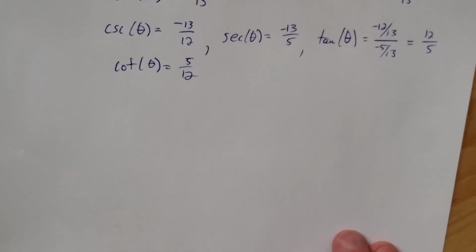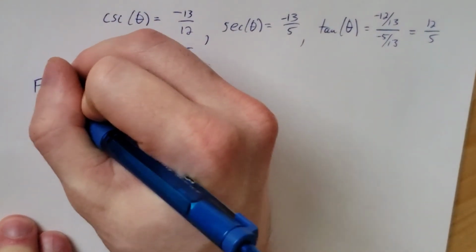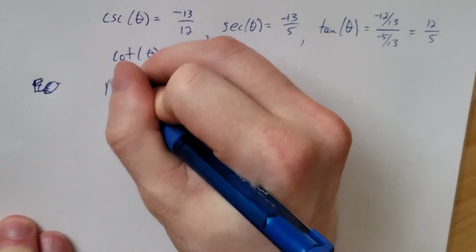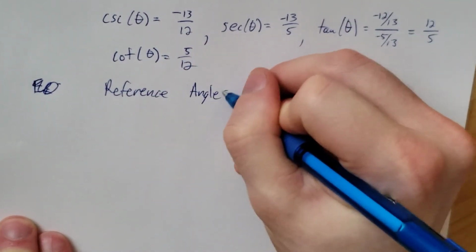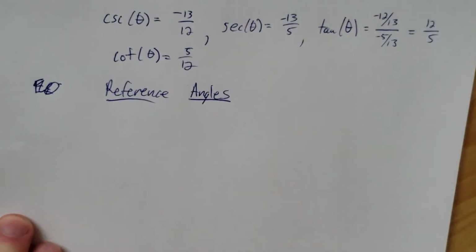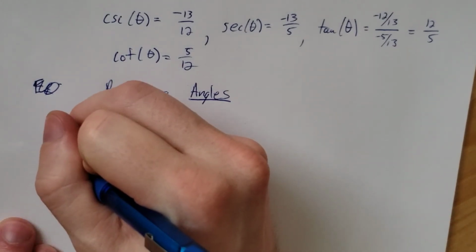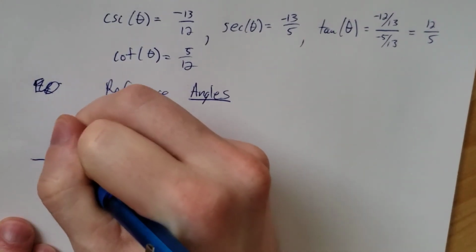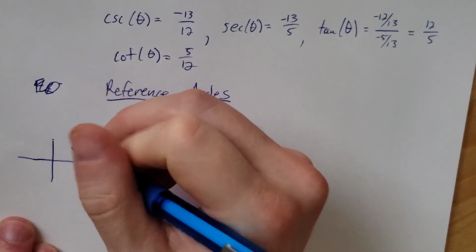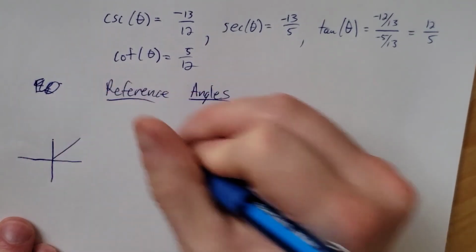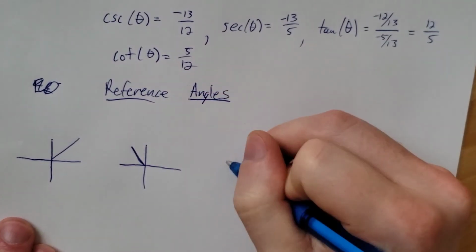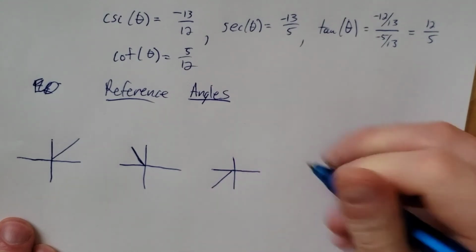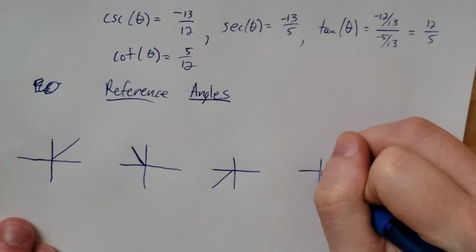I'd like to move on and discuss reference angles real quick. Oh, not example 2. We want to talk about reference angles. And what is a reference angle? So we have 4 pictures here where an angle can be in quadrant 1, an angle can be in quadrant 2, an angle can be in quadrant 3, and an angle can be in quadrant 4.